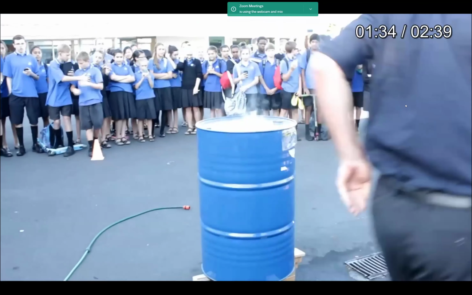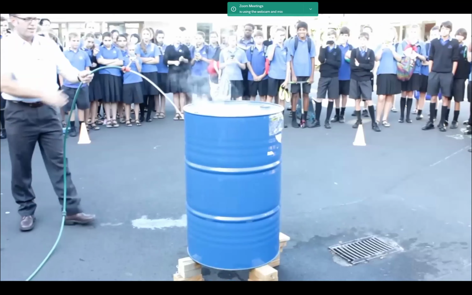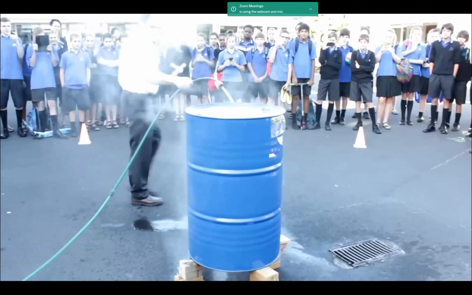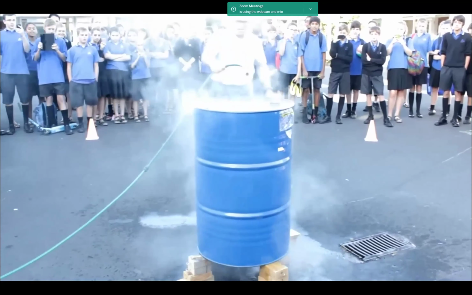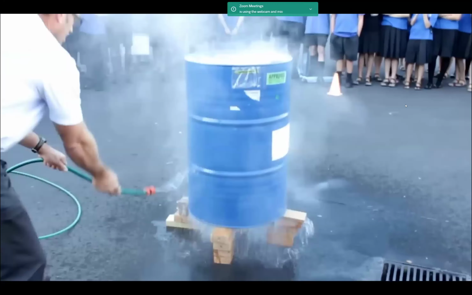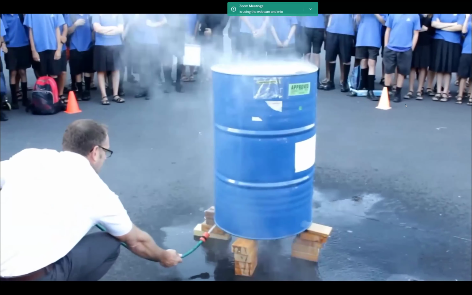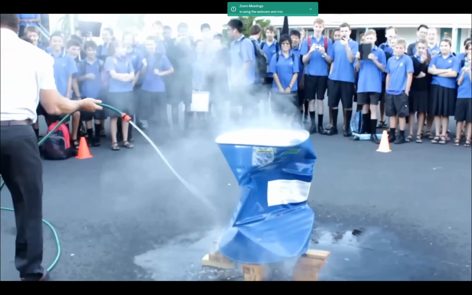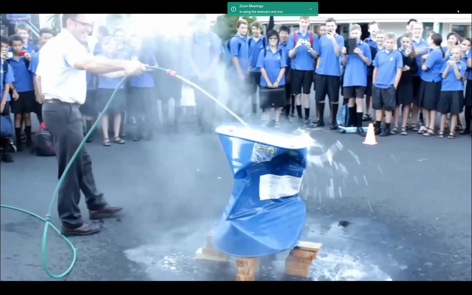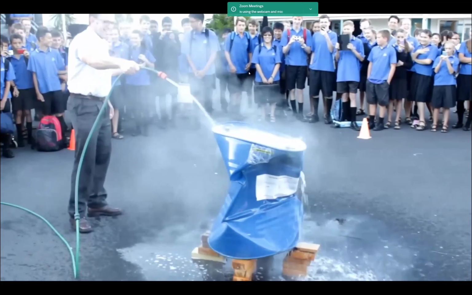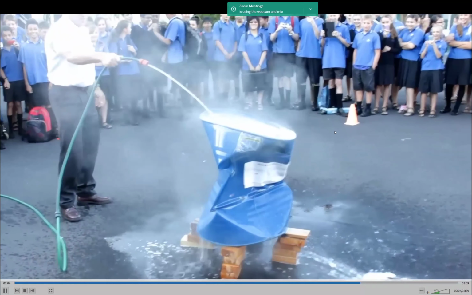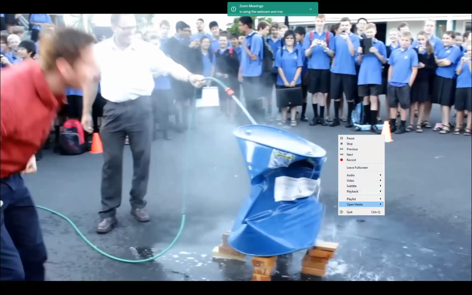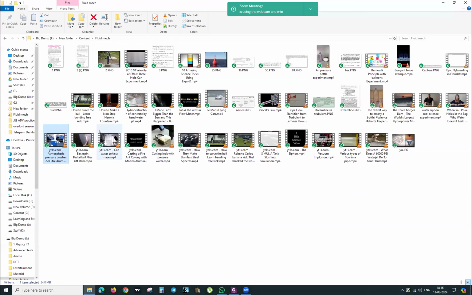It starts pouring water to cool it down. Stand your ground. So what happened to the drum? And that is what atmospheric pressure can do. We don't feel it because our blood pressure cancels out with that, but it can be pretty deadly.